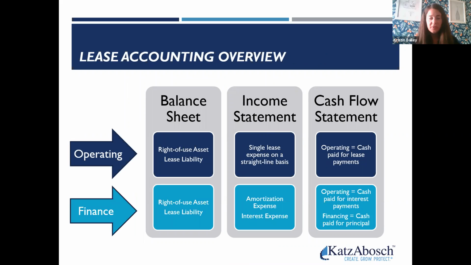So here's just a quick overview of how each type of lease affects the major financial statements. For operating, again, this is the biggest change. We have an asset and a liability, where before we just expensed the payments as they were incurred. Now on the income statement, you're still going to have a single straight line lease expense, so your income statement is pretty close to what it would have been before. And your cash flow statement stays the same, where that cash paid is an operating item.